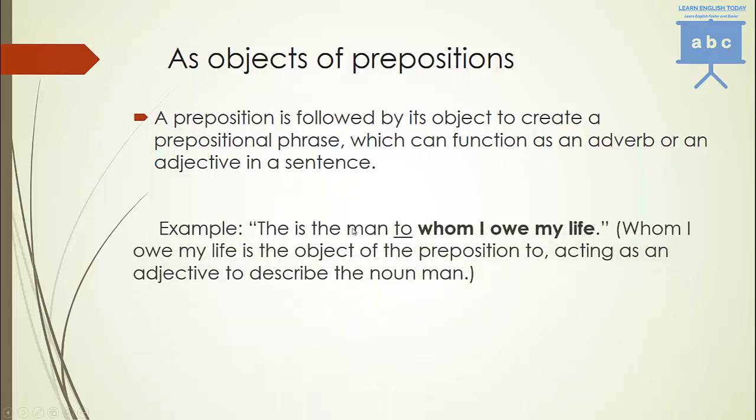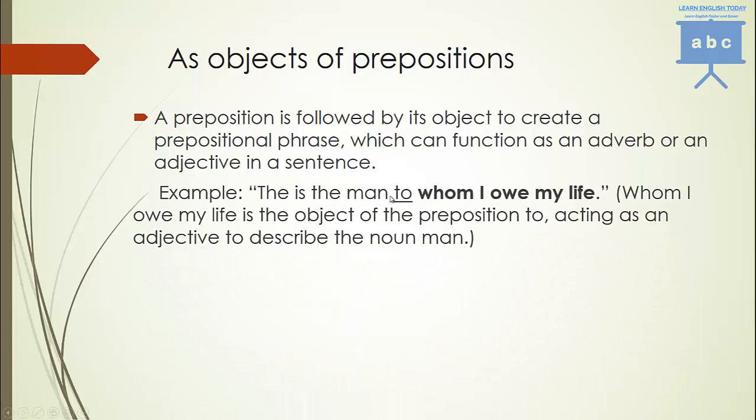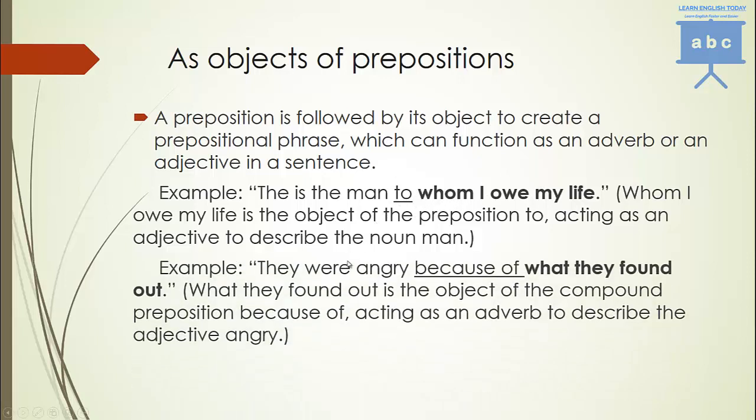Okay, look at this example: "This is the man to whom I owe my life." "To" is what? A preposition. "Whom I owe my life" is a noun clause that acts as an object of the preposition "to." And the next example: "They were angry because of what they found out." "Because of" is the preposition, and "what they found out" is a noun clause that acts as an object of this compound preposition.